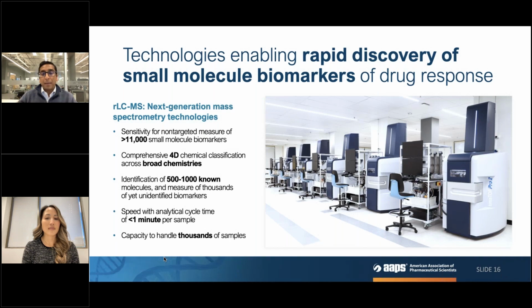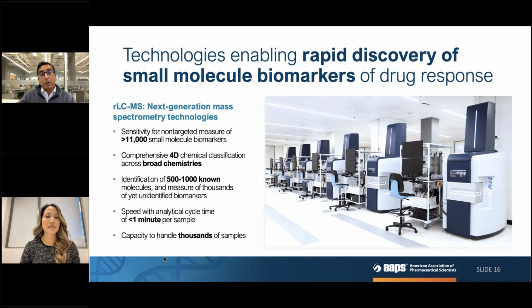Here's an actual snapshot image of these RLC mass spec instruments here at the Sapient site in San Diego. What these instruments allow us to do is to take any biological specimen, whether it be a blood sample or tumor sample, other biofluids such as urine, CSF, tears, vitreous eye fluid, normal tissues, microenvironment tissues, etc. And in each of these biological specimens, we can assay over 11,000 small molecule biomarkers.